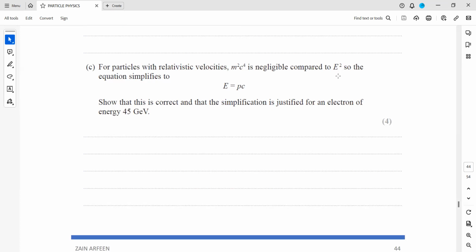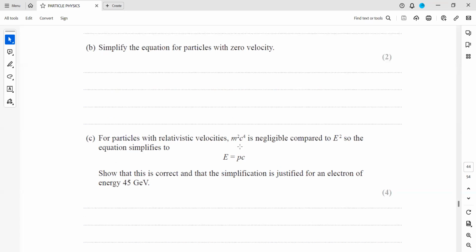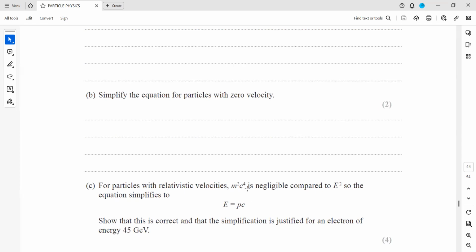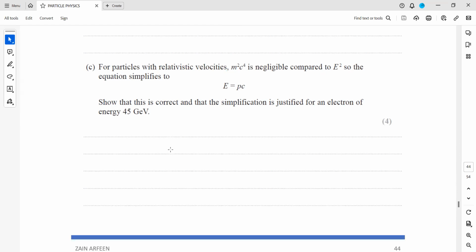This is correct, and the simplification is justified for an electron with an energy of 45 giga electron volt. If we have an electron with an energy of 45 giga electron volt, we can ignore this factor, m square c raised to power 4. A particle with a relativistic velocity means it is moving close to the speed of light. m square c raised to power 4 is negligible compared to E square. So we just have to work out the value of m square c raised to power 4 and compare it with E square, to see how many times it is smaller or bigger.